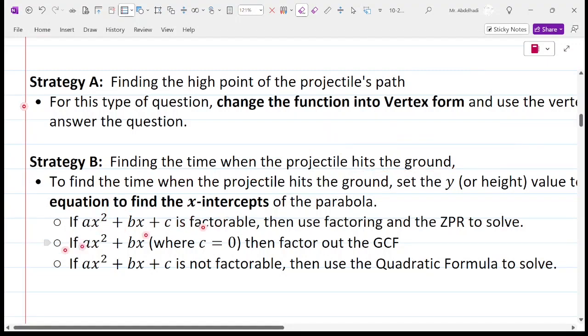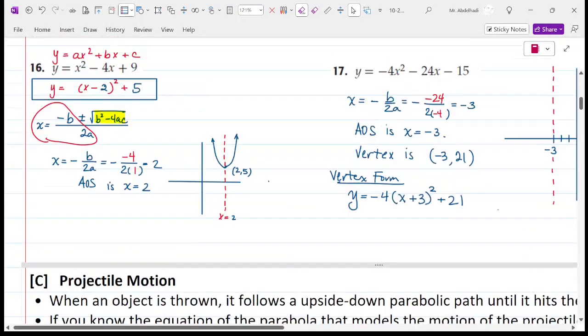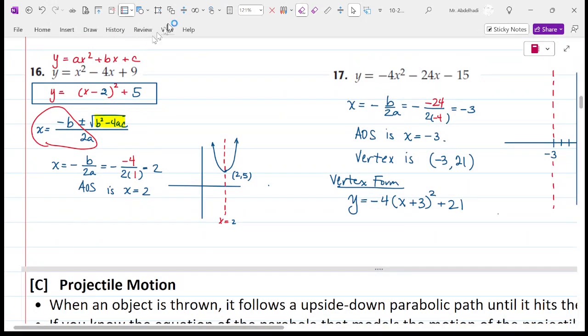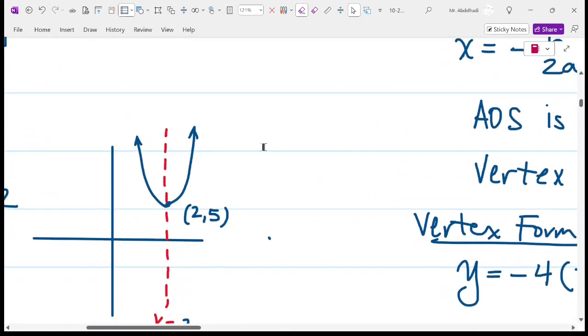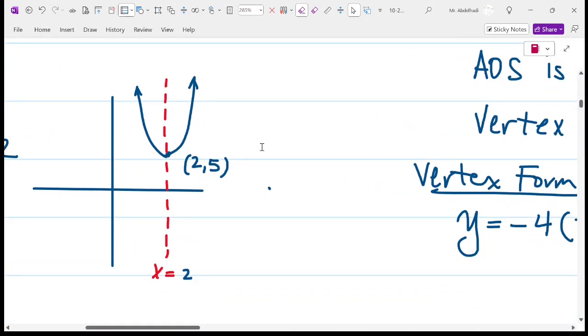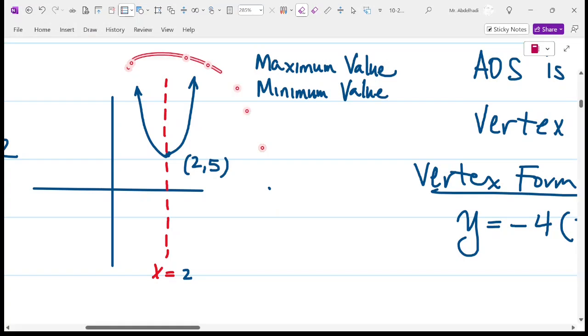Every parabola has a maximum and a minimum. Let me go back to the parabolas for a moment here. There's one thing I was going to talk about which I left out, so let me go back to it, which is, look at this parabola right here. Every parabola has either a maximum value or a minimum value. Okay? Which does this parabola here have?